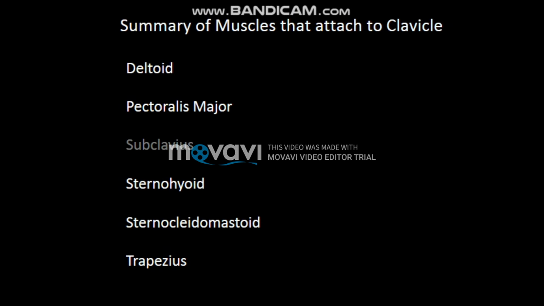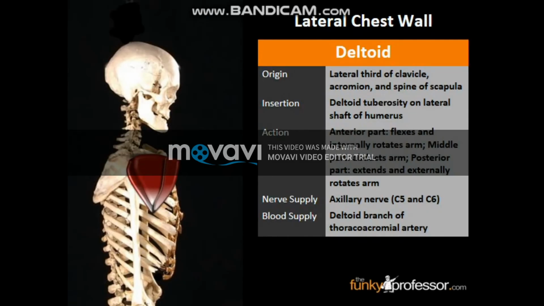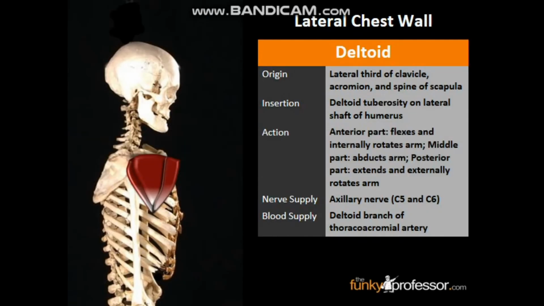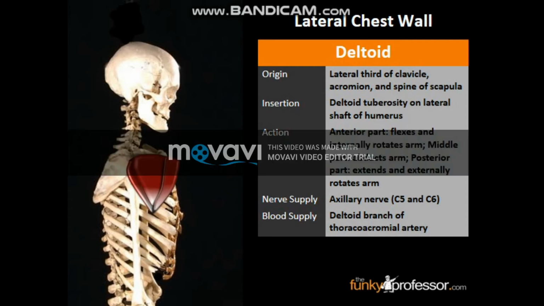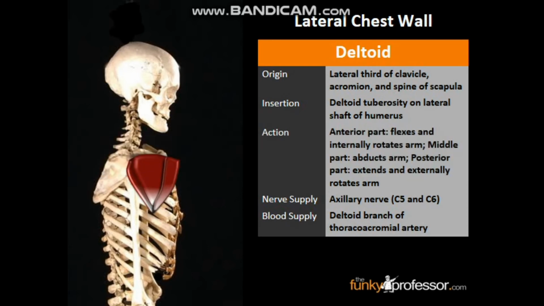Lateral chest wall. Deltoid: origin is the lateral third of the clavicle and the acromion and spine of the scapula. Insertion is the deltoid tuberosity on the lateral shaft of the humerus, which is a long bone of the upper limb. The action: it flexes the arm, internally rotates the arm, the middle part abducts the arm, and the posterior part externally rotates the arm.